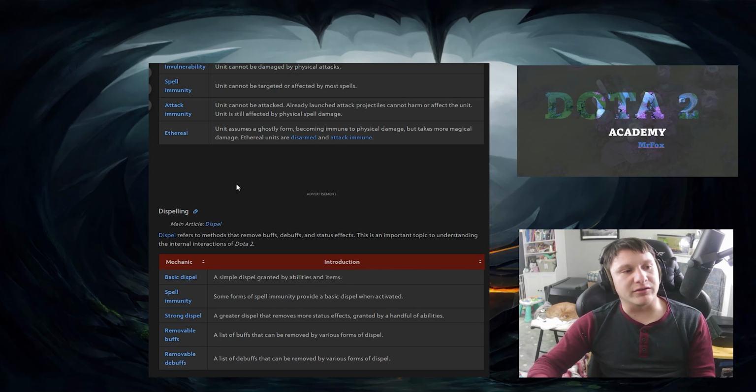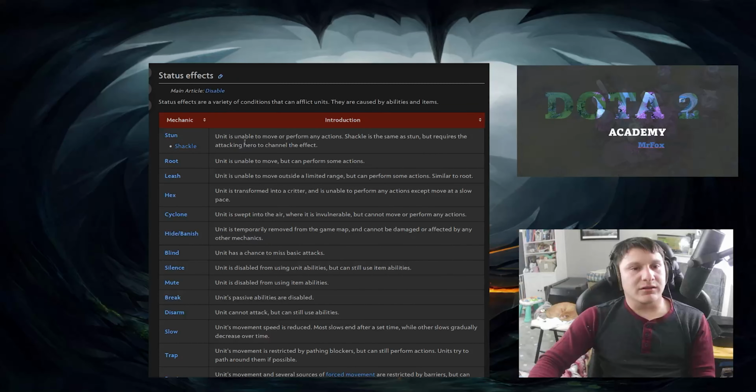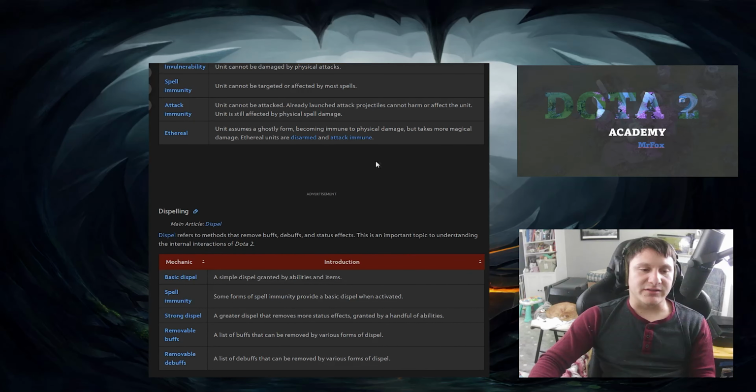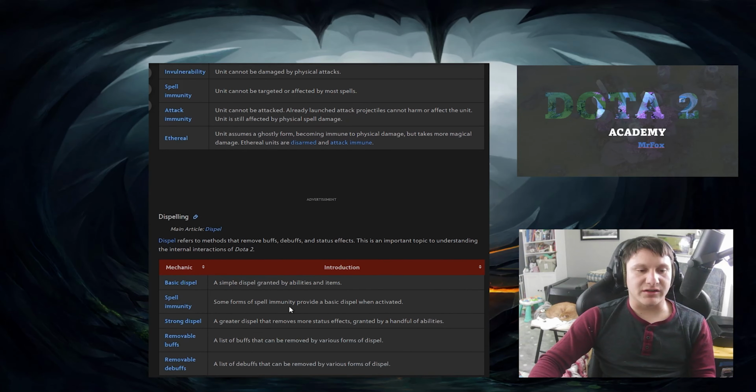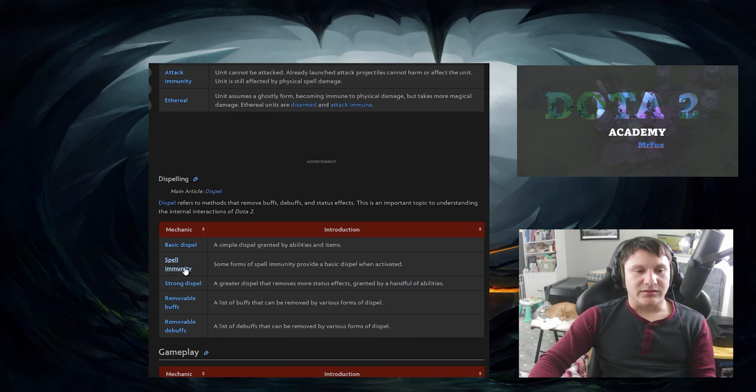Each type of status effect can potentially be dispelled, okay, unless it says undispellable or can be undone by a specific type of dispel. Okay, so there's the basic dispel. There's spell immunity. Some forms of spell immunity provide a basic dispel when activated. So if you were to activate a certain item, it would then dispel by using a spell immunity. Okay, and then strong dispel, a greater dispel that removes more status effects granted by a handful of abilities.